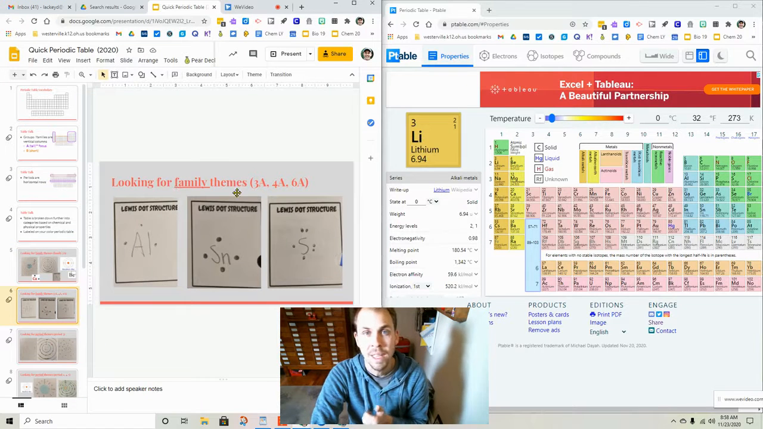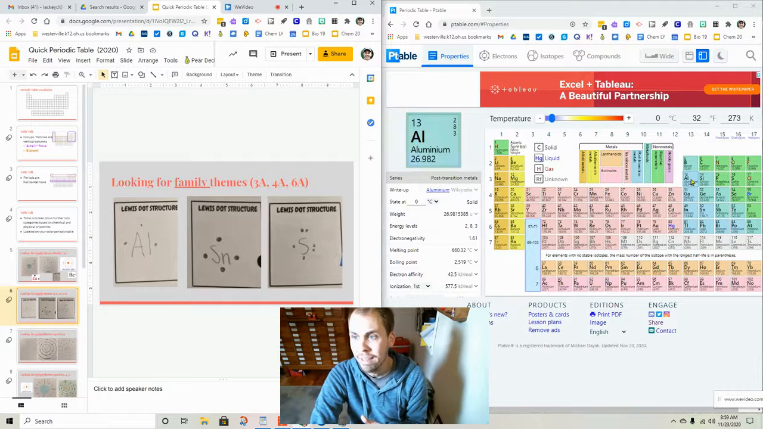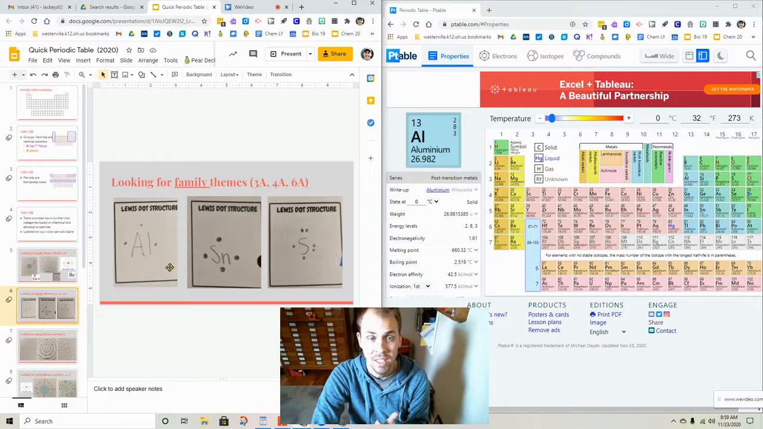Let's look at some family themes. Now this is for families 3A, 4A, and 6A. Now remember, you got to recall that trick. So aluminum, if I say family 3A, you might be like, oh, family 3. Remember, that's not actually where it is. It's 3A, which is all the way over here. It's like 13, right? So 3A, there's aluminum in family 3A. Notice it's in 3A, and check out its Lewis dot structure.